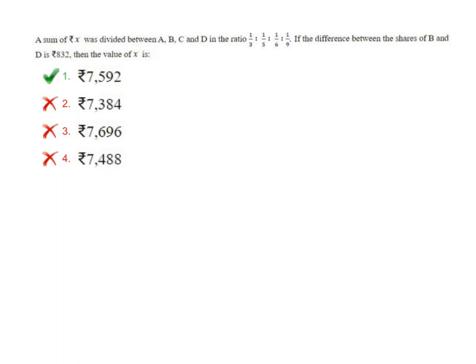If the difference between the share of B and D is 832, then what is the value of X? First of all, find out the LCM of 3, 5, 6, 9. The LCM is 90, so multiply the entire ratio by 90, so it becomes 30, 18, 15, 10. The difference between B and D is 8 parts, which is 832, which means 1 part is 104.